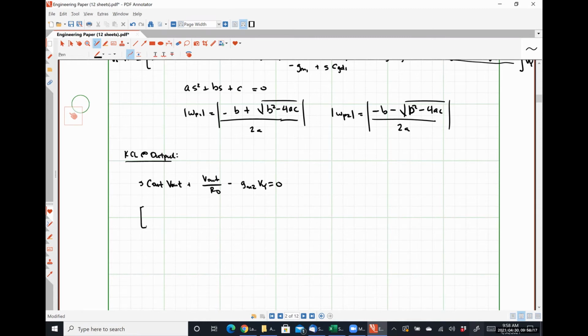And rearranging things slightly, we're going to have 1 over RD plus S C out multiplied by V out is equal to GM Vy. And from this, we can see that V out over Vy, our last transfer function, is going to be GM2 times RD.